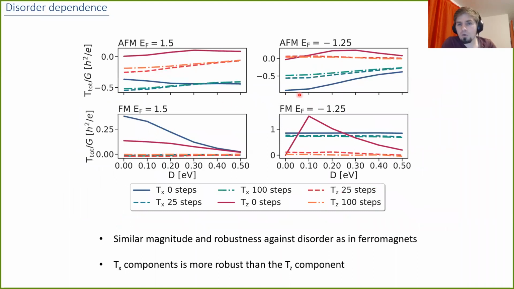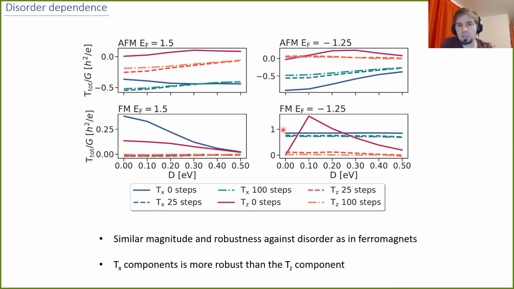These plots show the overall magnitude of the torque as a function of the on-site disorder and for different numbers of steps. For the ferromagnet, these are two values of the Fermi level. So, it's a toy model, we can put the Fermi level where we want. We use different values of the Fermi level just to see that what we see is a general behavior, not some random property of one set of parameters. And we compare antiferromagnet and ferromagnet.